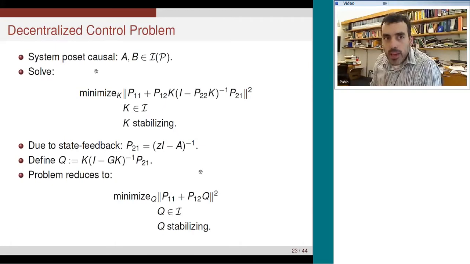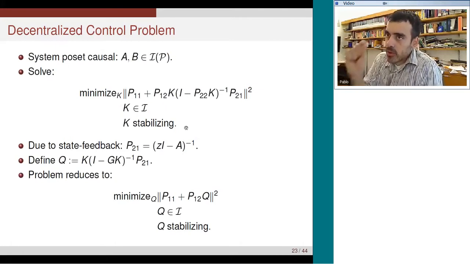So what's the formulation again? Imagine I have my system that's poset-causal of this form. This is the problem I'm trying to solve. I'm minimizing the two norm of this rational function. K has a structure that I want, and it has to be stabilizing. In here, I said it earlier, but let me make it more precise: we're analyzing the case where we have state feedback. That means my controllers at every subsystem have access to the state of each subsystem. It's not output feedback. It's really state feedback.